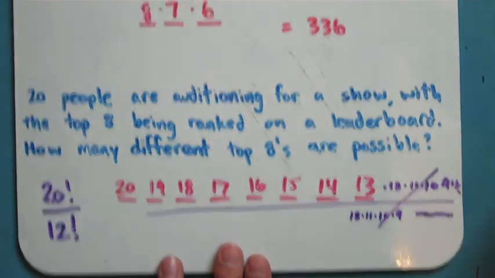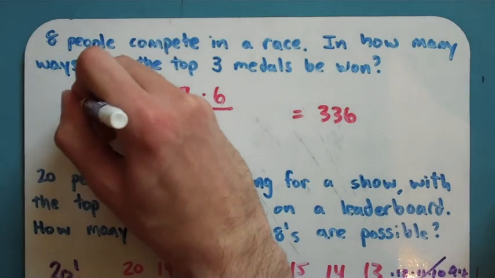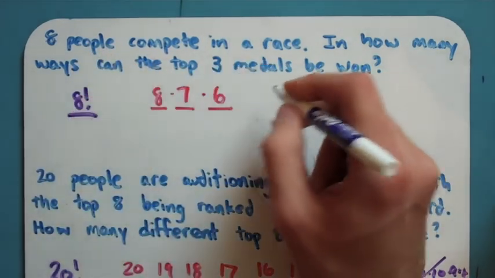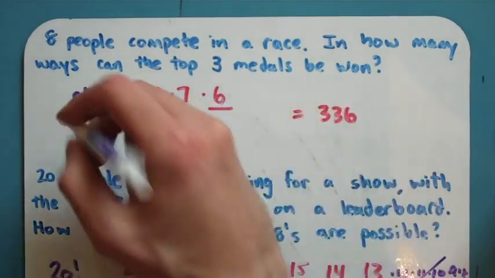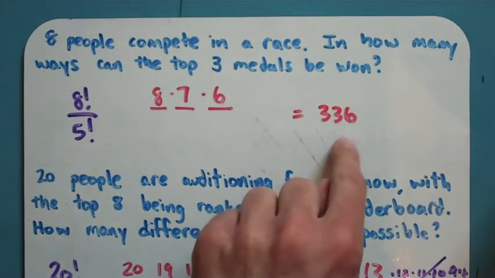Going back to the last one, just real quickly before we go. Instead of doing 8 times 7 times 6, you could have also done 8 factorial. And we want to cancel out from 5 down to 1. So we can do over 5 factorial. If you type that in the calculator, you will end up with the same results.